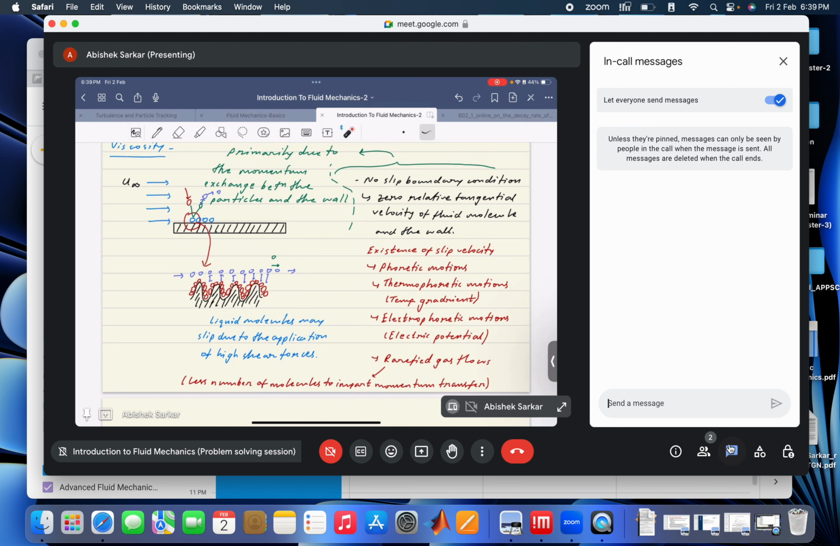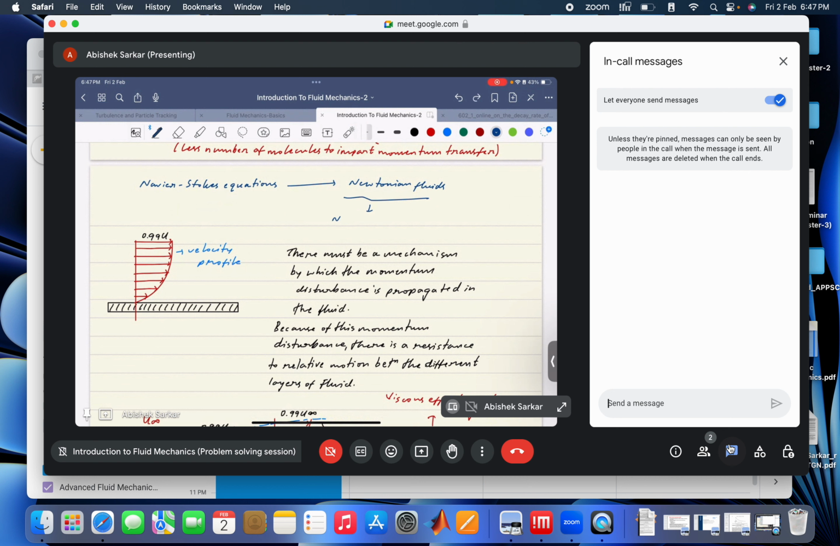Newtonian fluids basically are the fluids that follow Newton's law of viscosity. Let's write it.